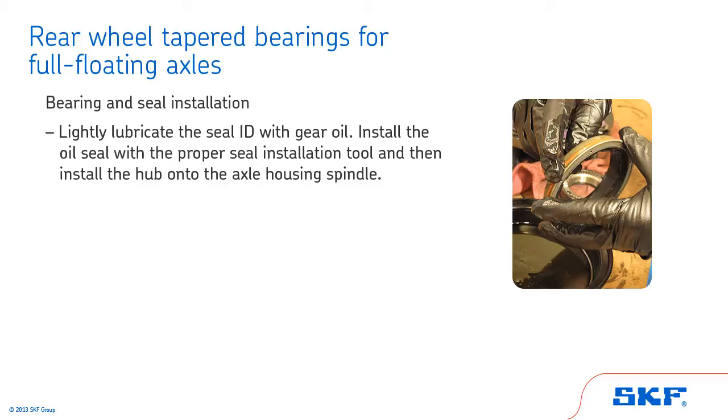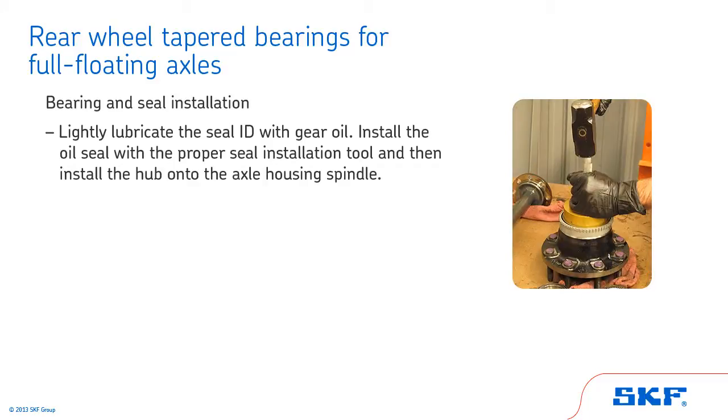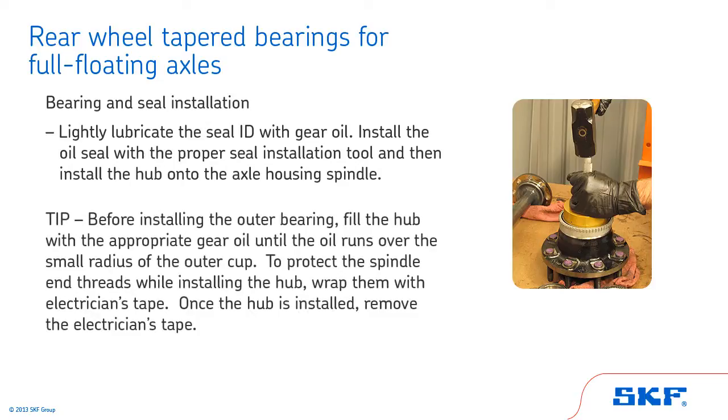Then install the hub onto the axle housing spindle, being careful not to damage the seal while pushing the hub into place. Tip: before installing the outer bearing, fill the hub with the appropriate gear oil until the oil runs over the small radius of the outer cup.